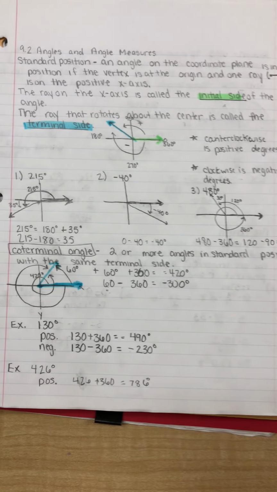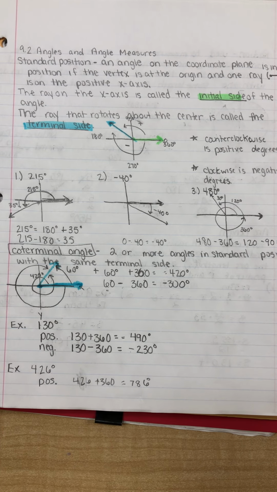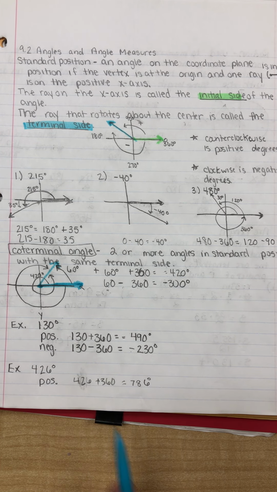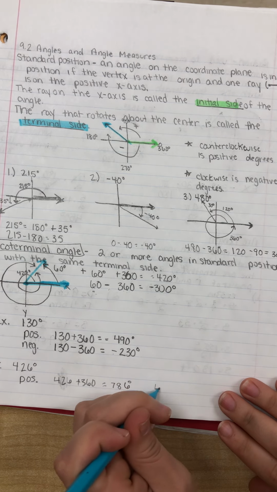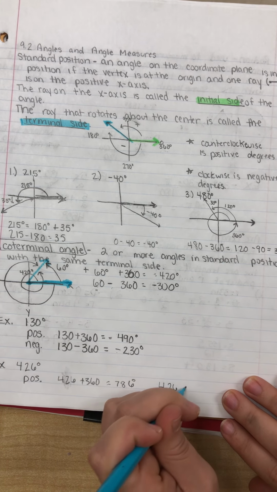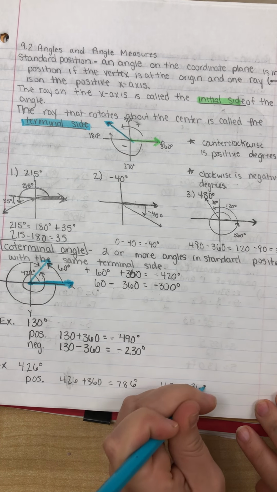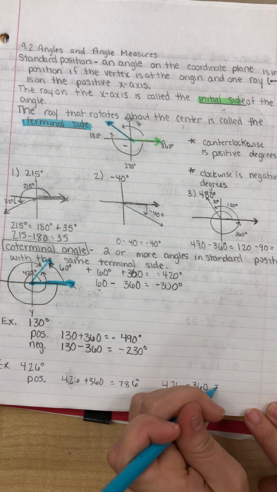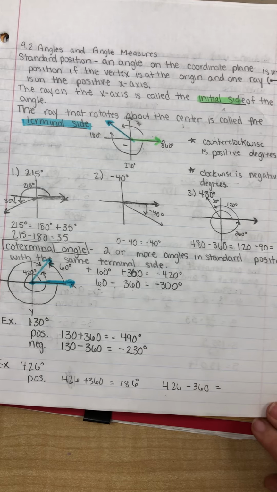Put the degree sign. Did you get 786? Because I did. Is that a positive answer? Sure. Is that the only positive answer? No, because I could have added 720. Yeah. You know what else I could have done? I could have taken 426 and subtracted 360. Because that number is bigger than that number, they would still work. Which is the weird part.